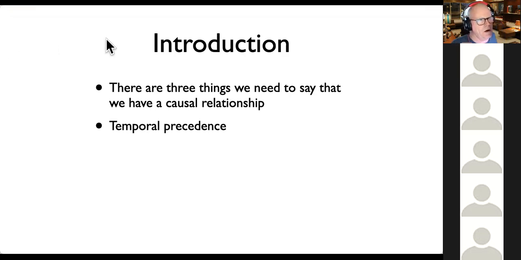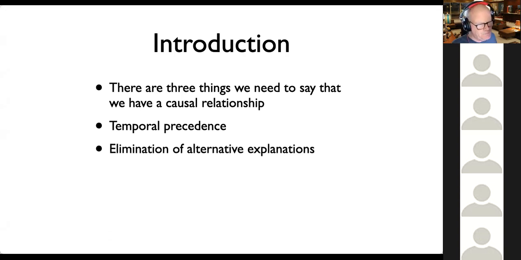So that's why we have to do the science. That's why we have to do the experiment, right? So we have to see that X causes Y. We have to say that if we design the experiment, the cause is before the effect: temporal precedence, time precedence, one before the other. We have to eliminate alternative explanations.